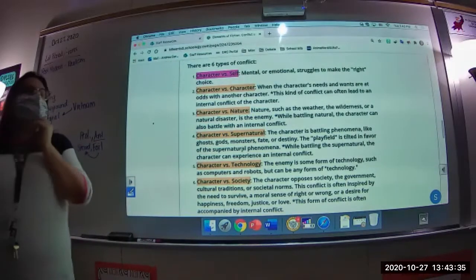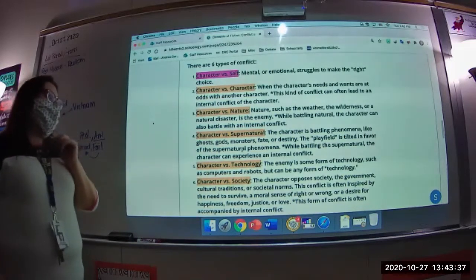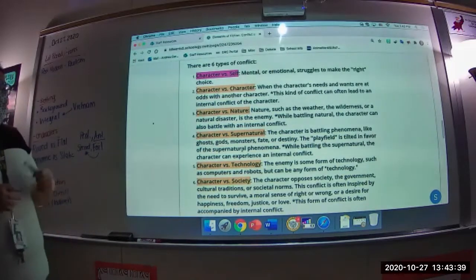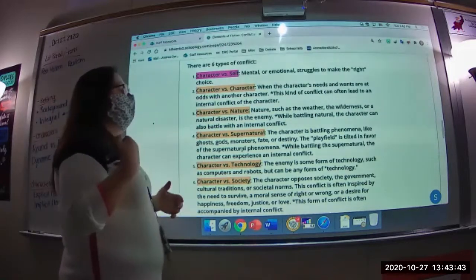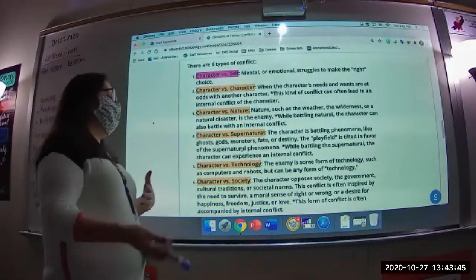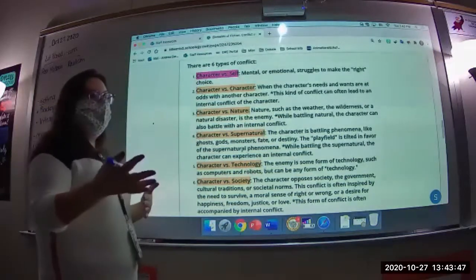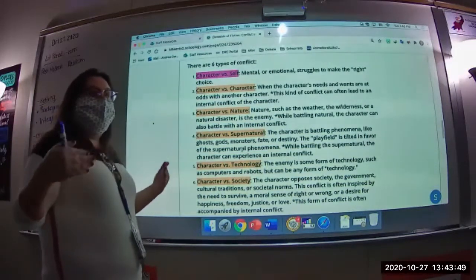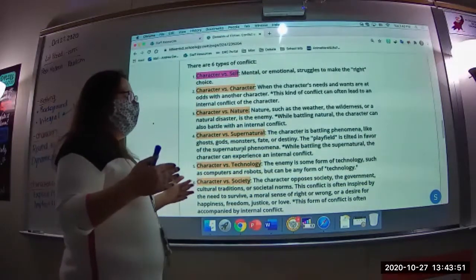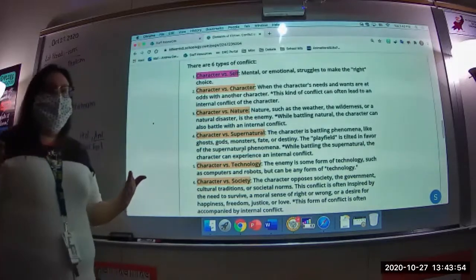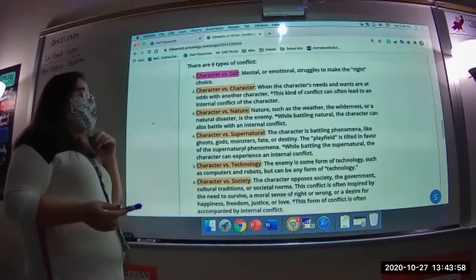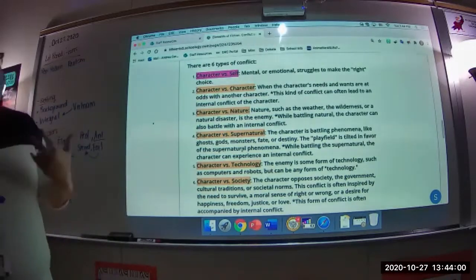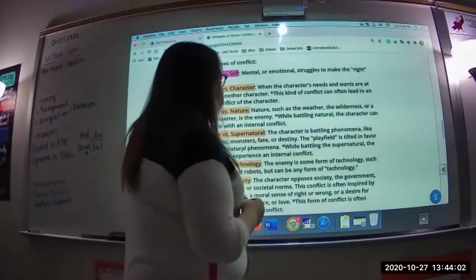So, character versus supernatural. The character is battling phenomena like ghosts, gods, monsters, fate, and destiny. The playing field is normally tilted in the supernatural phenomena because you can't really beat something that you can't really touch, right? However, it makes it all the greater when the hero of that story overcomes it. So anytime you watch a horror movie, that's this, right?